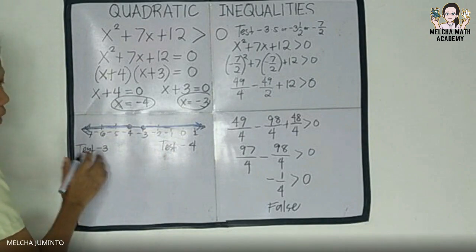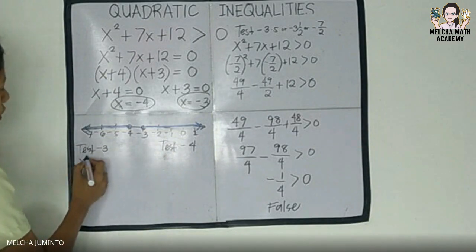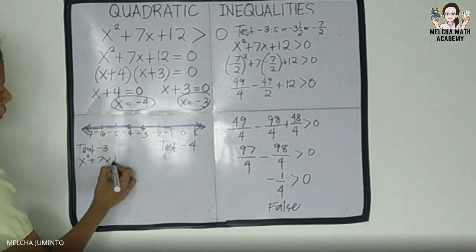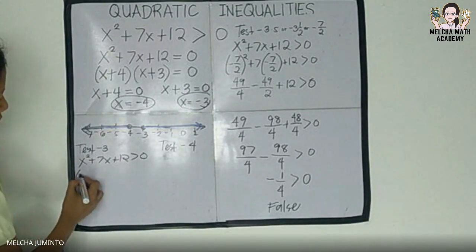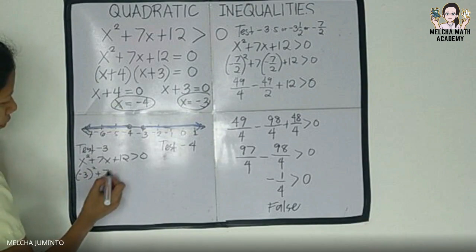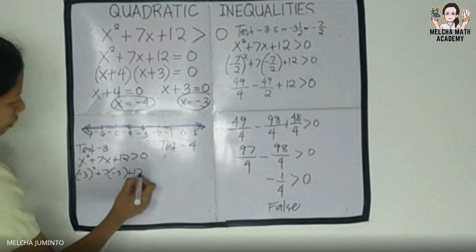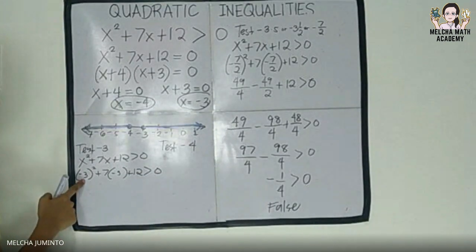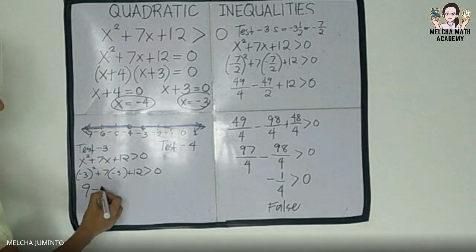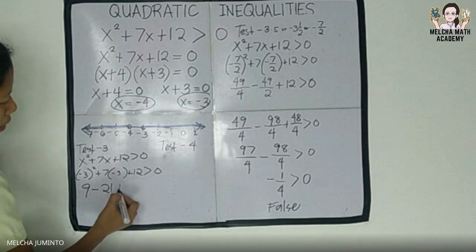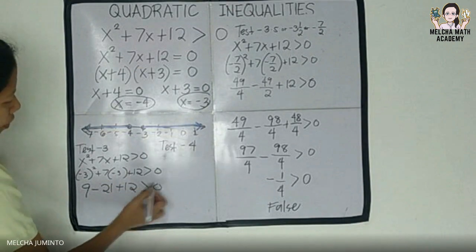Let us first start with negative 3 from the original inequality. Replace x with negative 3. The square of negative 3 is positive 9. The product of 7 and negative 3 is negative 21. And then plus 12 is greater than 0.